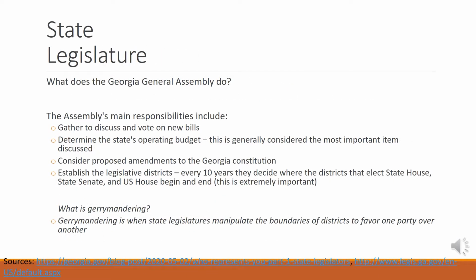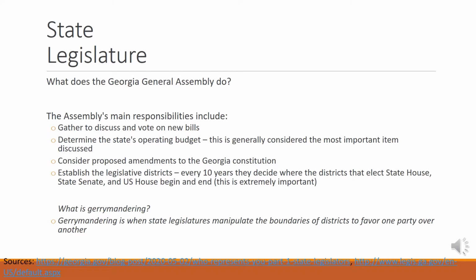So what exactly does the Georgia General Assembly do? The Assembly's main responsibilities include gathering to discuss and vote on new bills, determining the state's operating budget, which is generally considered the most important item discussed, considering proposed amendments to the Georgia Constitution, and establishing the legislative districts.